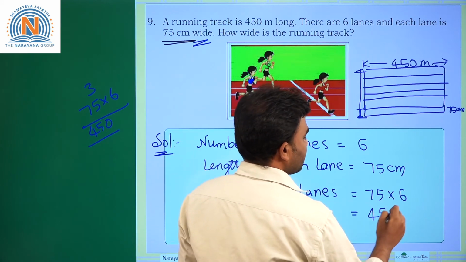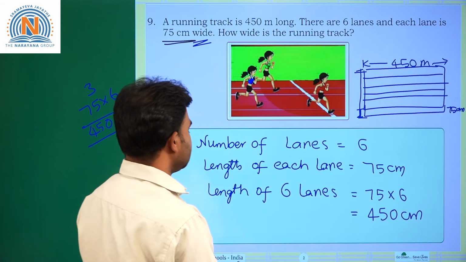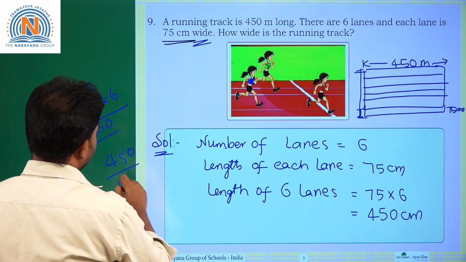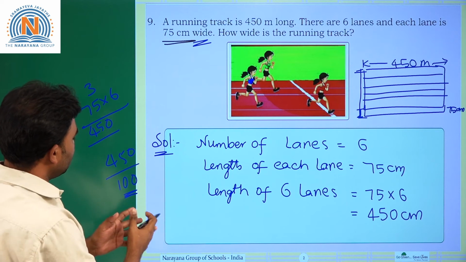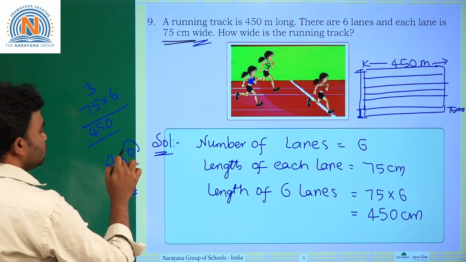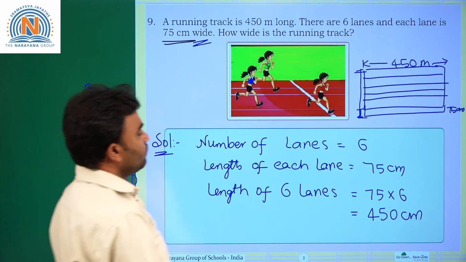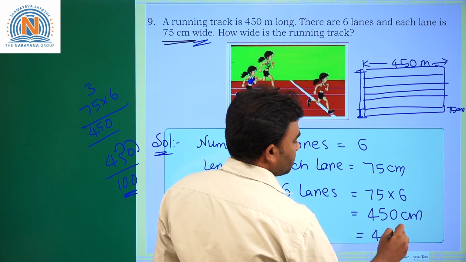450 centimeters. If you convert these centimeters into meters, then 450 by 100. As we have 2 zeros in the denominator, the decimal point moves 2 places to the left, so this becomes 4.5 meters.